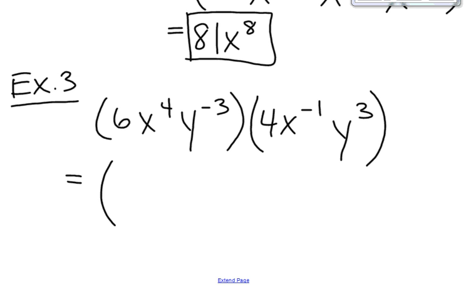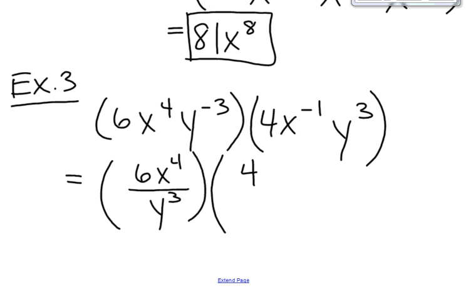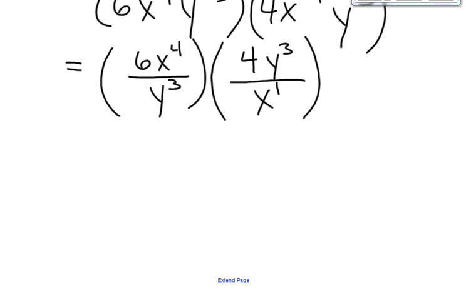So I'm going to rewrite this as 6x to the 4th over y cubed, because that negative 3 makes the y go to the denominator and become positive. Then times 4. Now the x, the negative, makes that come to the denominator. And then the y cubed is positive, so that's going to stay in the numerator. Okay? So now I'm going to expand out.